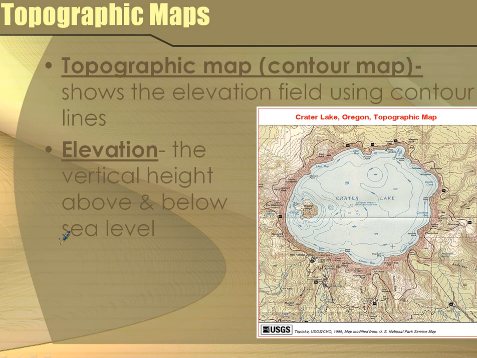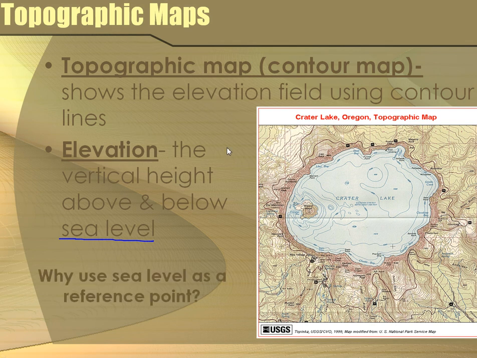Elevation is vertical height above and below sea level. The question is, though, why sea level as a reference point? Well, we use sea level as a reference point because the sea level is the same everywhere. We want to all use the same zero, so we can measure the height of a mountain here in Virginia off of sea level, and they can measure a height of a mountain in France above sea level, the height of a mountain in India above sea level. And since we're all measuring off the same thing, we can say definitively that yes, Mount Everest is the highest point in the world.